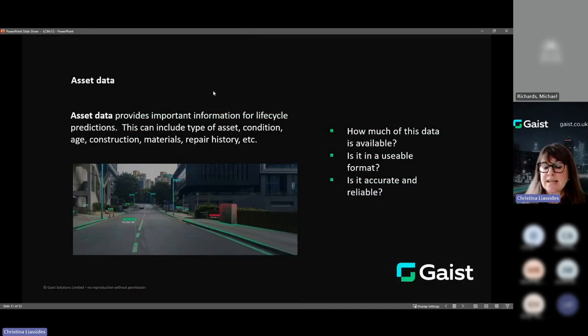So clearly asset data provides important information. It's invaluable, obviously. And again, depending on what you're doing, your inventory might be very, very good. It might have some gaps in it, or it might be held in lots of different formats. So what we need to know is how much do you have? What format is it in? How usable is it? And is it accurate and reliable?